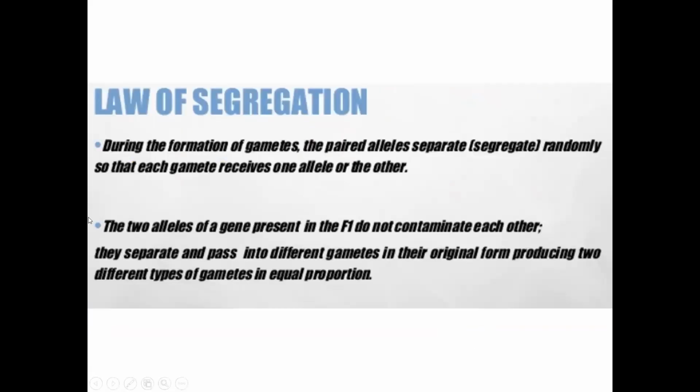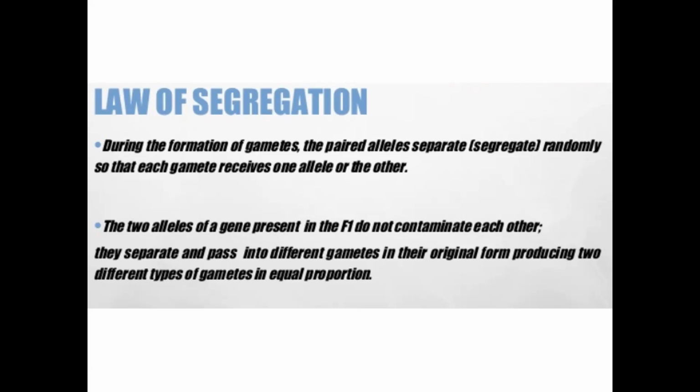Okay, now moving on to the next law, that is law of segregation. What does this law state? During the formation of gametes, the paired alleles separate randomly so that each gamete receives one allele or the other. That means the two alleles of the gene present in the F1 do not contaminate each other. They separate and pass into different gametes in their original form, producing two different types of gametes in equal proportion.